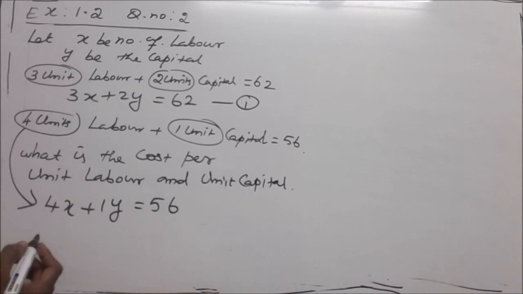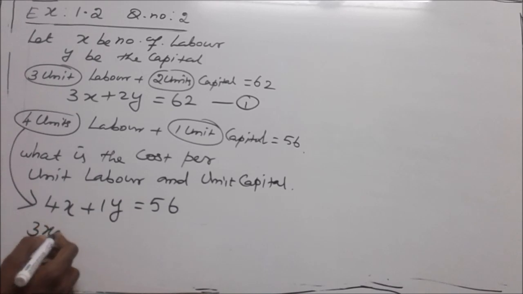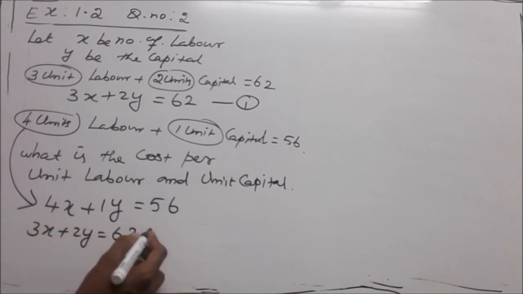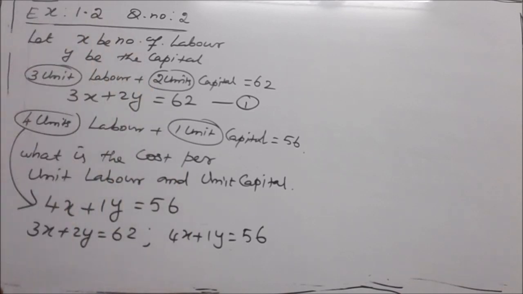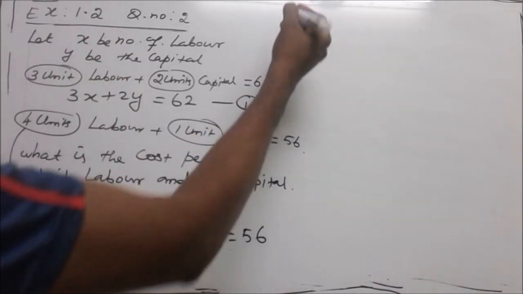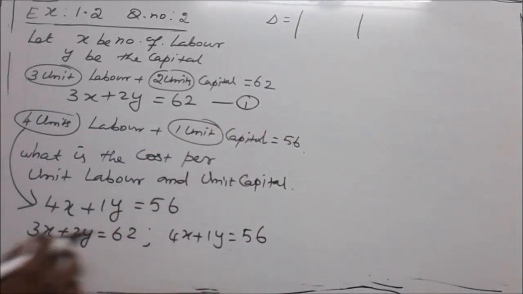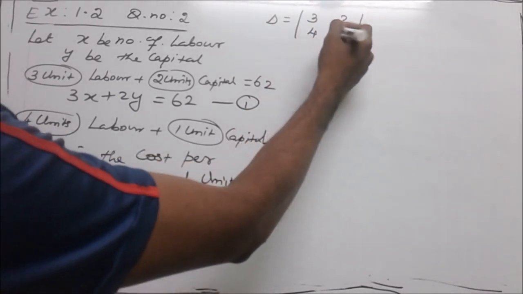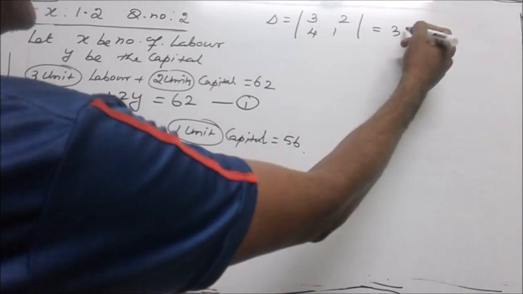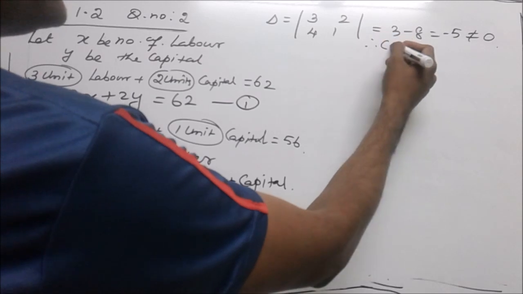So there are two equations formed here. One is 3x plus 2y equal to 62, and the other is 4x plus 1y equal to 56. Solve by determinant method is also given. So find delta. Delta equal to the determinant value of the coefficient matrix 3, 2, 4, 1. That is equal to 3 minus 8 equal to minus 5, not equal to 0. Therefore, Cramer's rule is applicable.